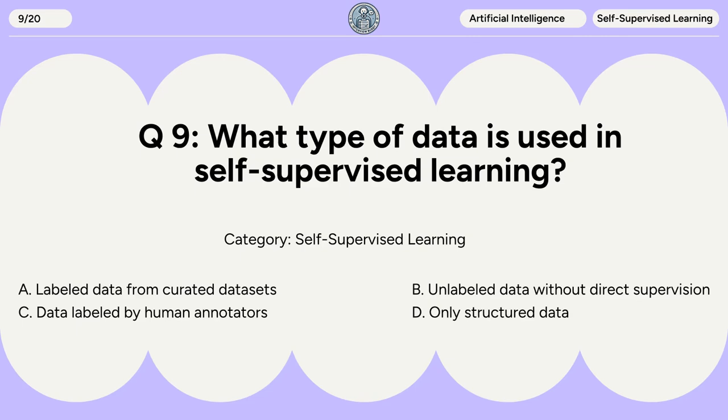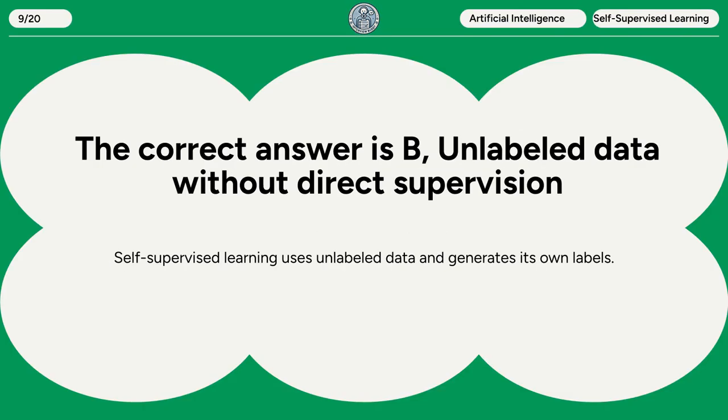Question 9. What type of data is used in self-supervised learning? A. Labeled data from curated datasets. B. Unlabeled data without direct supervision. C. Data labeled by human annotators. D. Only structured data. The correct answer is B. Unlabeled data without direct supervision. Self-supervised learning uses unlabeled data and generates its own labels.